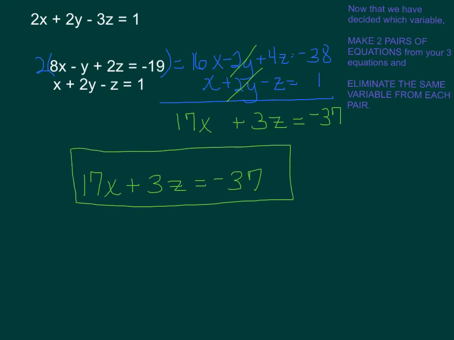Let's just put a square around it and just kind of cast it aside for a little while. We don't need it for right now, okay? We're just going to remember that we have that equation. We now have a two-variable equation that no longer has a y, and that's good. We can work with two-variable equations. So now we're going to make a second pair of equations.